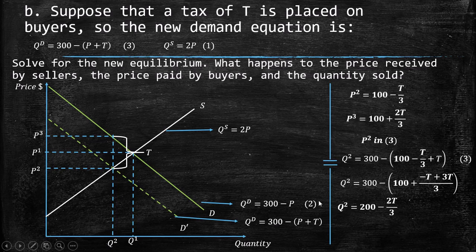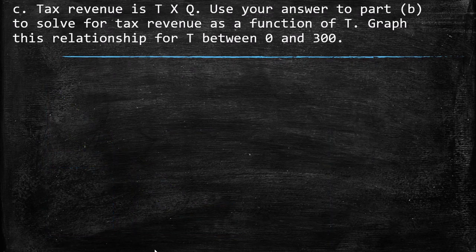Okay, so now we already have Q2, P2, and P3. What happens basically is that P2 is lower than P1, P3 is higher than P1, and Q2 is lower than Q1. Next question says, tax revenue is T times Q. Use your answer to part B to solve for tax revenue as a function of T. Graph this relationship for T between 0 and 300.